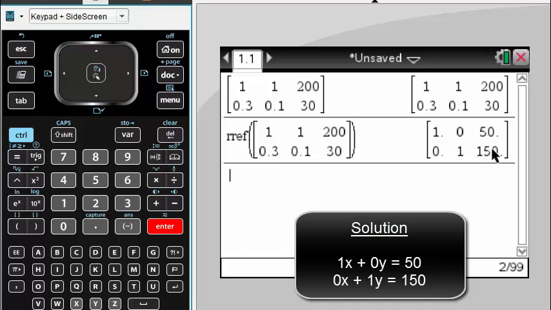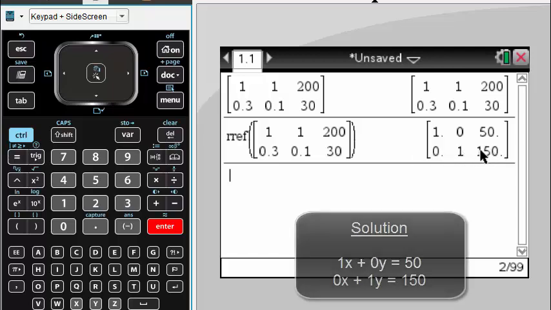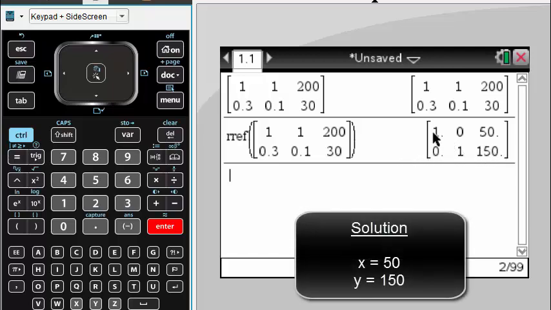0x's plus 1y is 150. So this is just a y, there's no x's. y is equal to 150. So there you go, I've got x equals 50, y equals 150. Let's go back to our table.